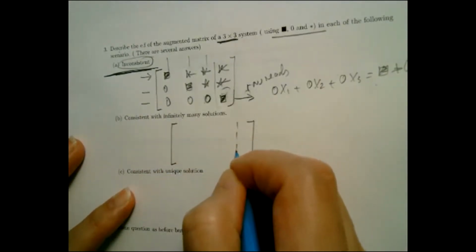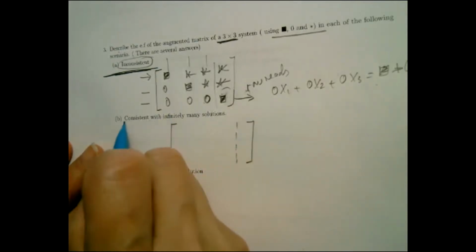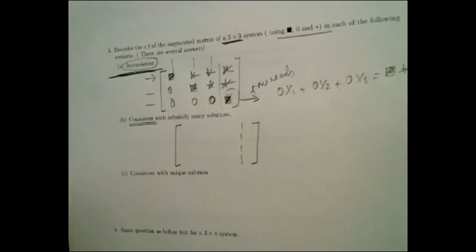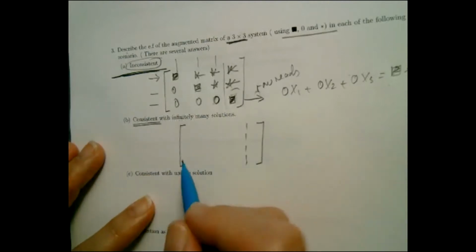Again, I want the system to be consistent with infinitely many solutions. So what causes infinitely many solutions? A free variable. So we have to really build up how the augmented matrix should look to guarantee that we have a free variable.